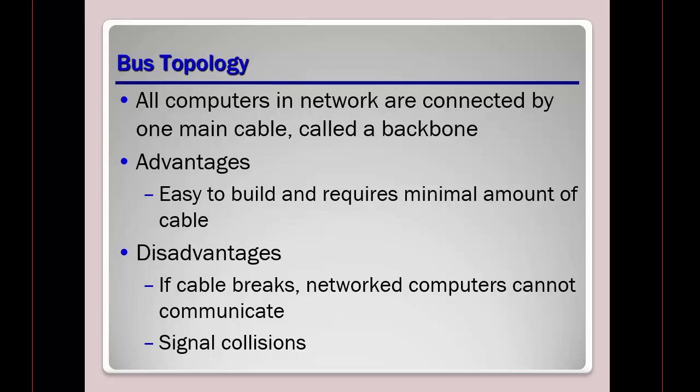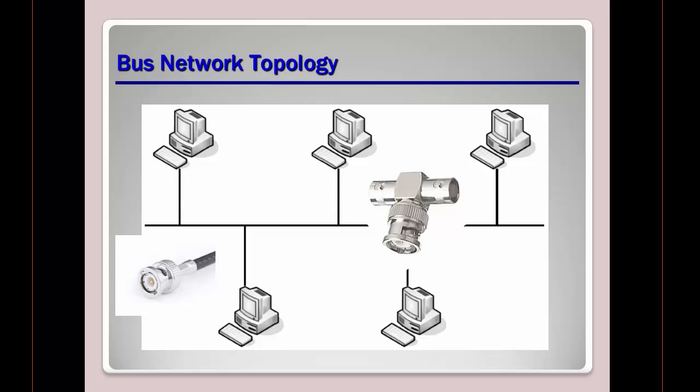I find these to be a little bit out of order, but a bus topology is where all computers in the network are connected to a main cable called a backbone. So we'll take a quick look at this. Here's an example of a bus topology. Normally, this is the connection here. We terminate both ends. One might be terminated to a server that communicates with all these.